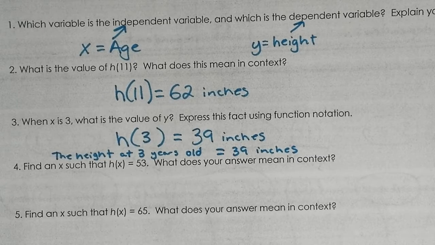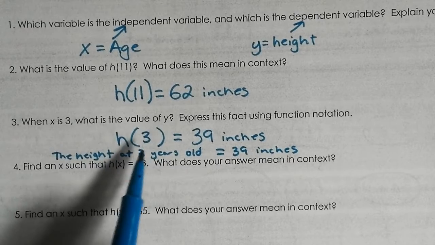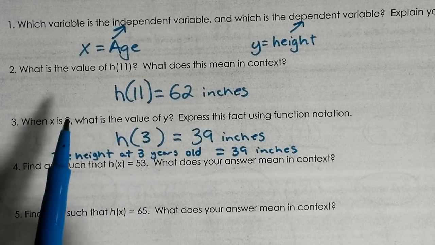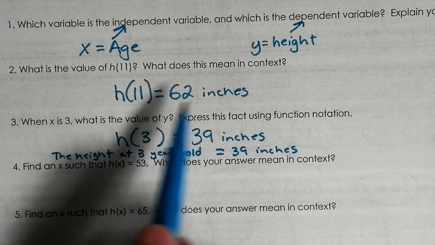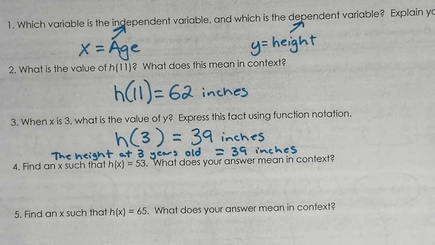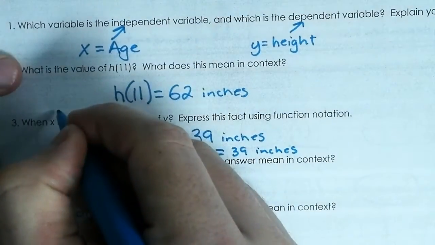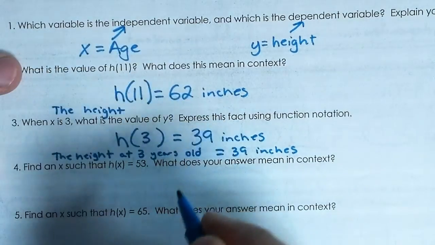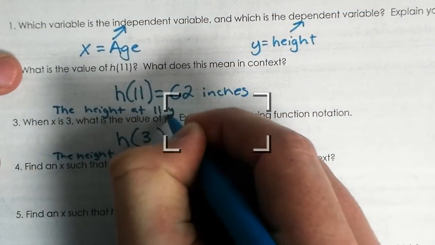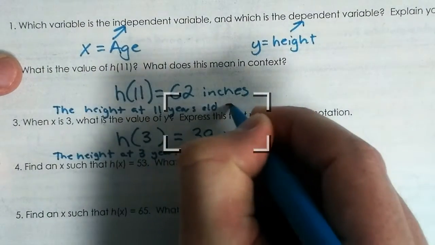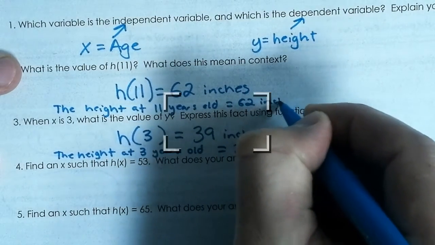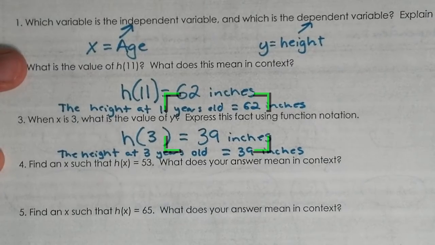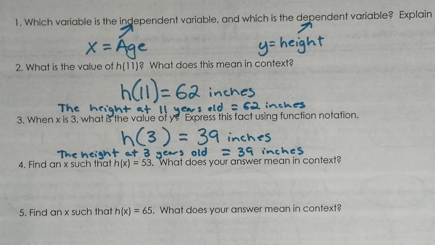Remember, the years old is our input. That's our x, right? That's why we have that inside the parentheses. Our input goes there. Can anybody tell me how we would write number 2 out? Perfect. If you want to write that down, you can as well. I figured the more we write down, the more we see it, maybe the easier it becomes. The height at 11 years old equals 62 inches.